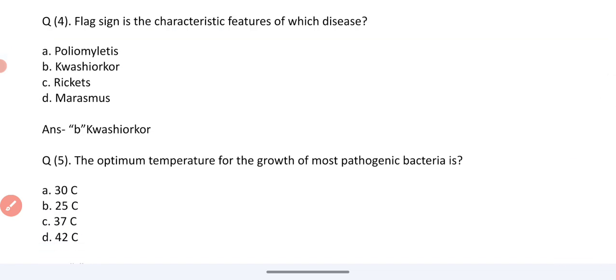So what is Kwashiorkor? It is a protein energy malnutrition. There is a big difference between Kwashiorkor and marasmus. Many students make mistakes here. Kwashiorkor means there is protein malnourishment.